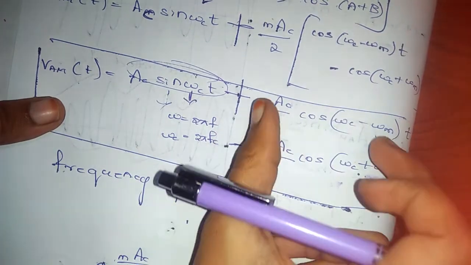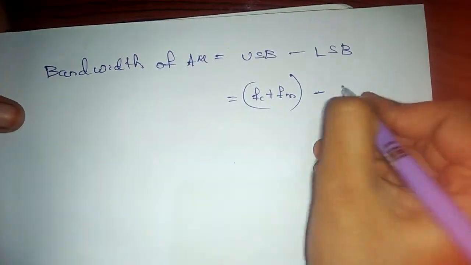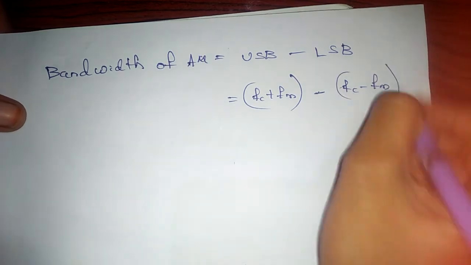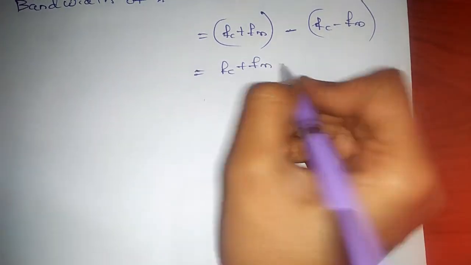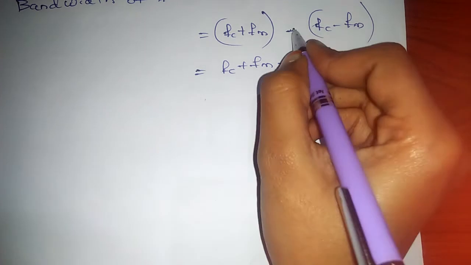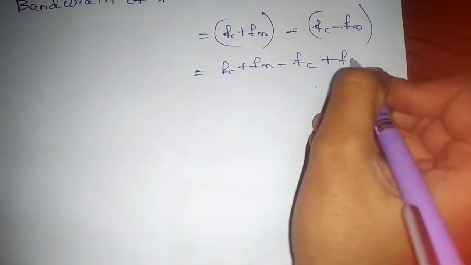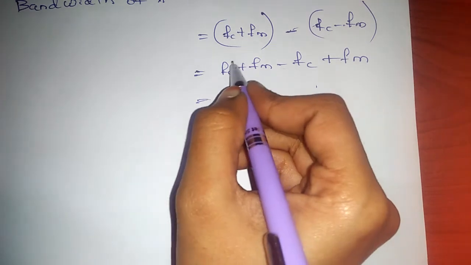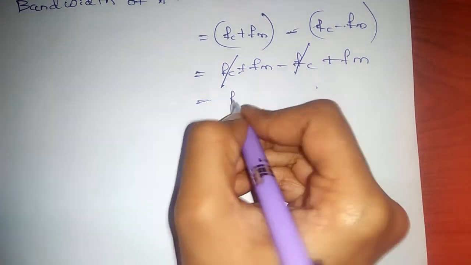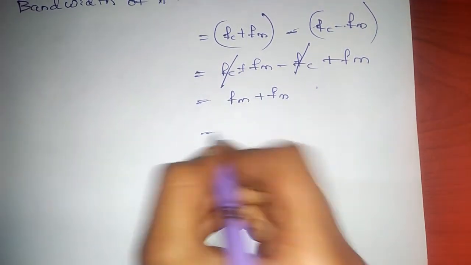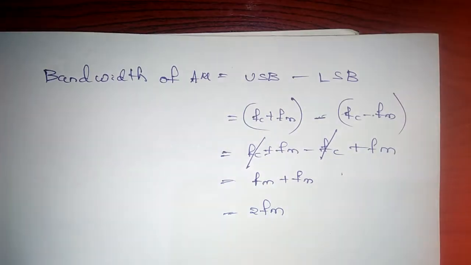And another frequency in LSB, the lower sideband. Here we are having the frequency FC minus FM. So let me write that, FC minus FM. Now if you see FC plus FM minus FC plus minus into minus plus FM, the FC and FC will be cancelled. So we are having FM plus FM, which is nothing but 2FM, our bandwidth of AM.